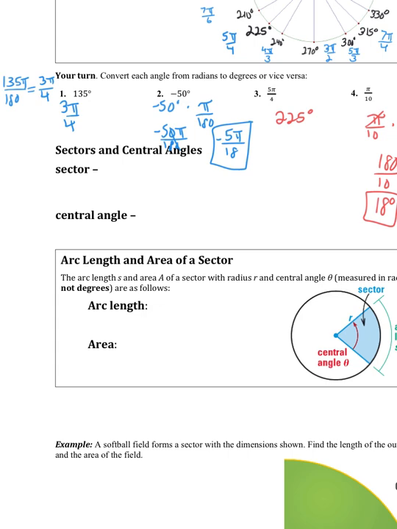Okay, great. So what we're talking about today then is we're going to get a little new vocabulary. We're going to talk about arc length and area of a sector. So a sector, first we'll start with that, is a region of a circle bounded by 2 radii and an arc of a circle.